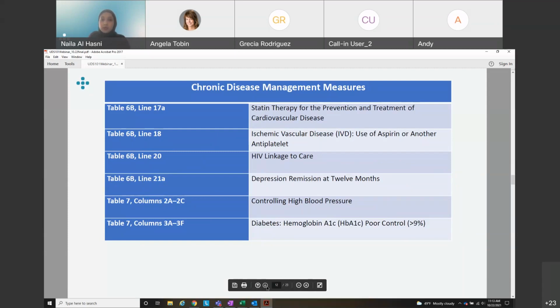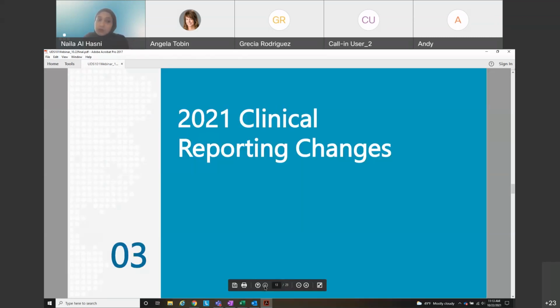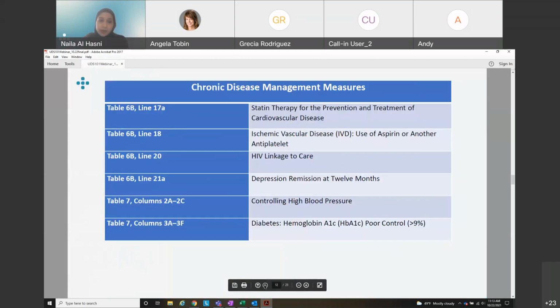Again, I just wanted to point out a new measure in 2020, which was depression remission at 12 months. This looks at the percentage of patients 12 years of age and older with major depression or dysthymia who reached remission 12 months after an index event. So those are the clinical measures you will be looking at while doing the reporting process. Next slide, please.